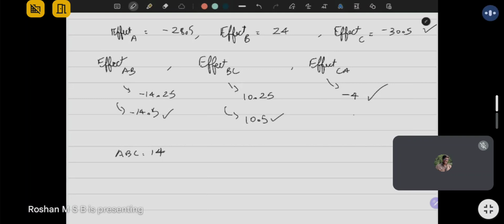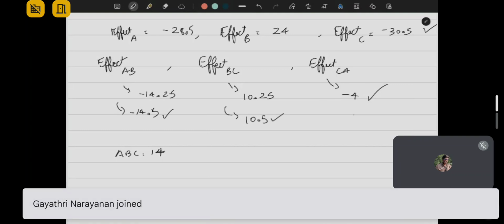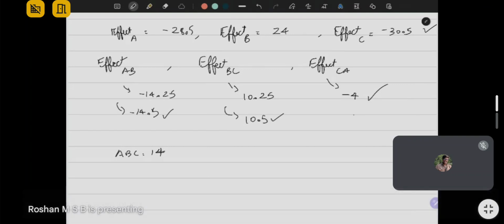ABC, how did you do it? I just multiplied all of these, like what was taught in the lectures. So minus low means minus, high means plus. First you multiply A into B, if it is minus, and C is minus, minus into minus is plus. Is it 14 or 8?